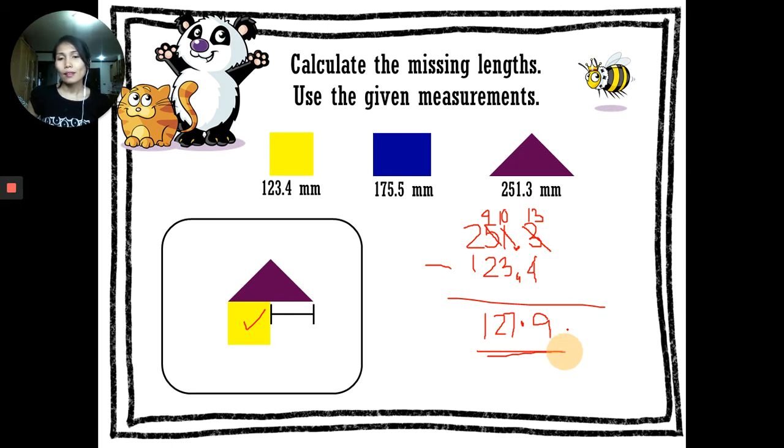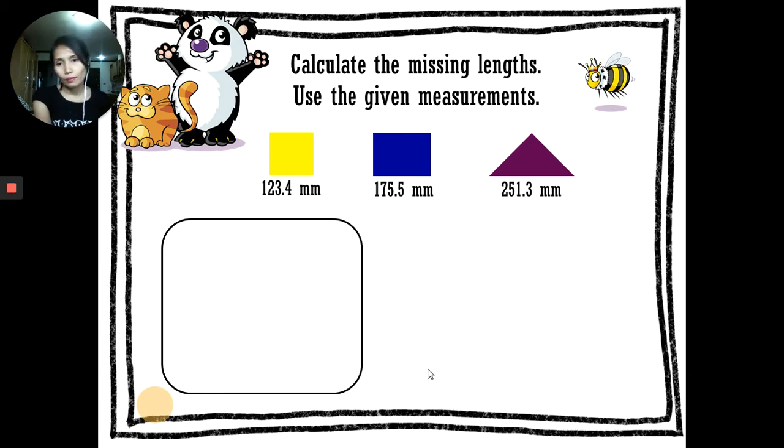127 and 9 tenths millimeter. So that is the measurement of this. Almost the same with the measurement of the square, but it's a little bit longer. All right, now let's have another problem.